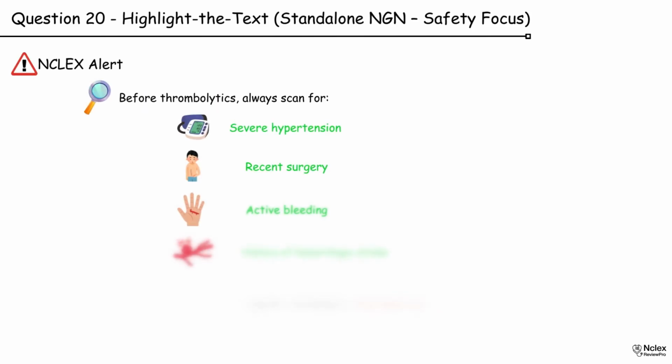Here's your NCLEX alert. Before thrombolytics, always scan for bleeding risks. Severe hypertension, recent surgery, active bleeding, history of hemorrhagic stroke. High blood pressure plus thrombolytic equals brain bleed risk. The exam will hide this contraindication in a cluster of distracting but less dangerous findings.